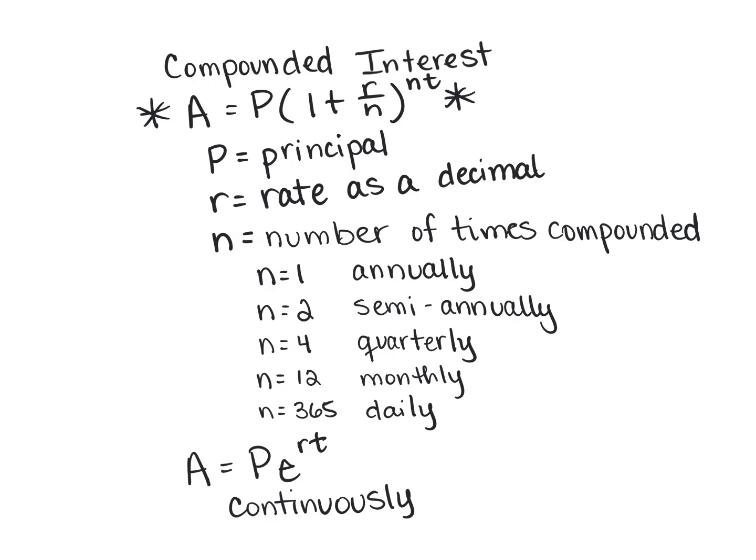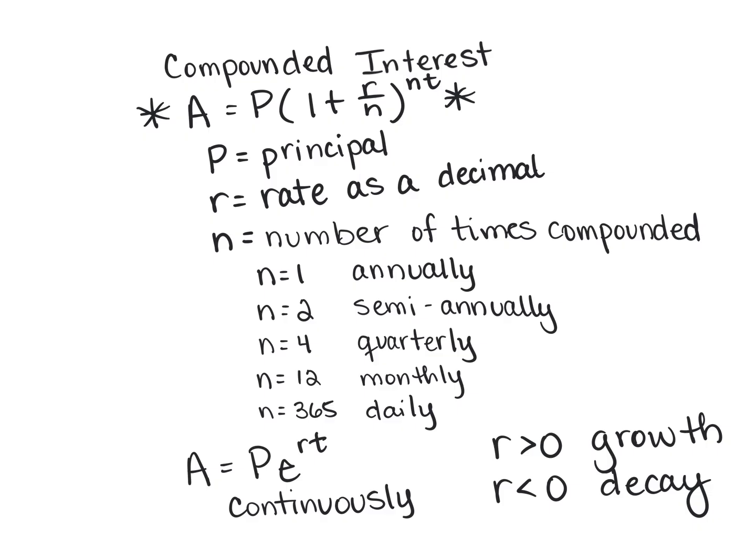Now, you will have things other than money that you have to deal with this, but if it talks about money, then you will be using the top equation unless it says the word continuously. If it does, then you have A equals PE to the RT. If R is positive, then it is growth. And if R is negative for the continuous, then it is decaying. So write this page down and then move on to the next slide.